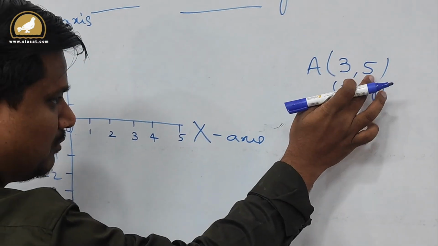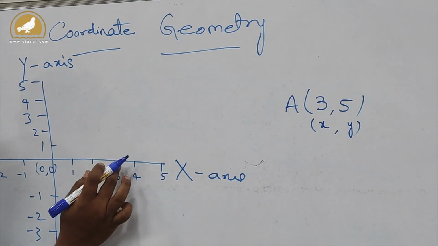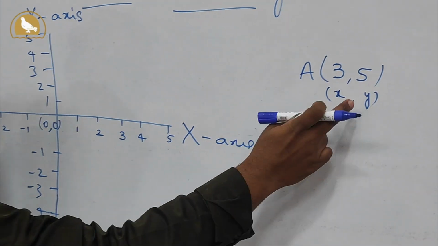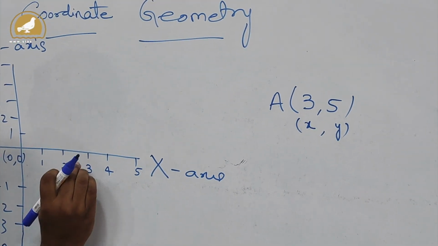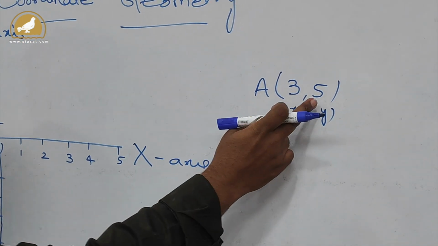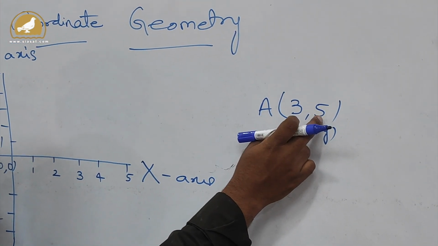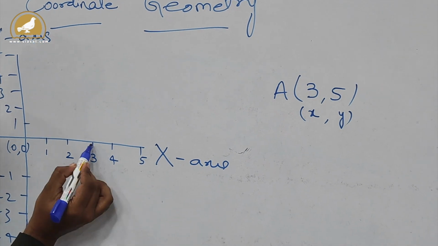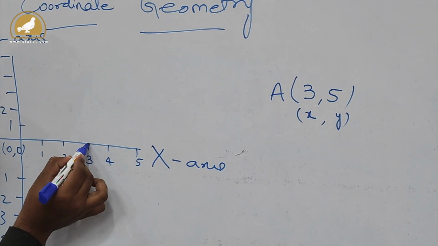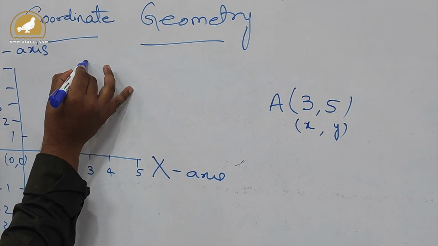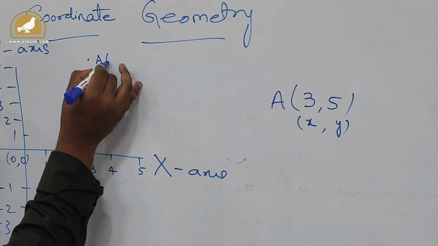If the y-coordinate is positive, then obviously the point will be above the x-axis. If the y-coordinate is negative, the point will be below the x-axis. Here in this case, the y-coordinate is 5, which is a positive value. So that means x is 3 and y is 5. The point will be somewhere here, A (3, 5).